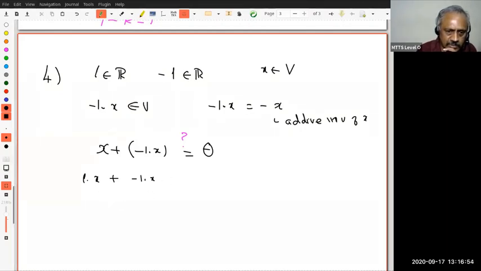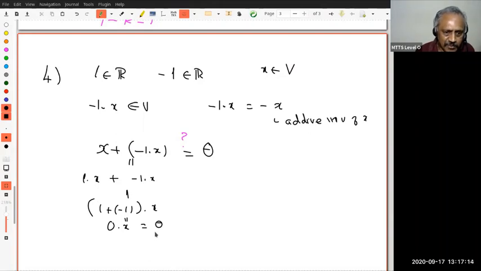Therefore this is equal to what? This is equal to (1 plus minus 1) dot x. But 1 plus minus 1 is the same as 1 minus 1. What is 1 minus 1? 0. 0 dot x. But what is 0 dot x? We have seen it is theta. Alright, just now we proved. Therefore, x plus minus 1 times x is theta. That means minus 1 times x must be the additive inverse, which is minus x. So we proved it.